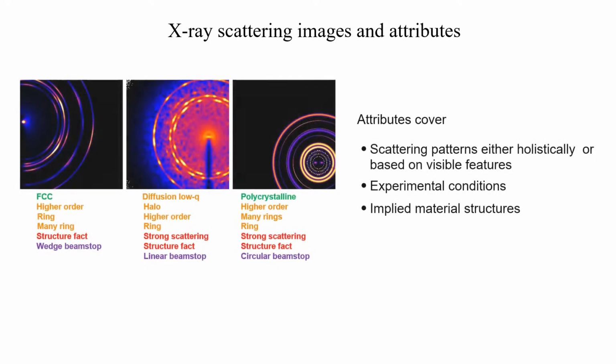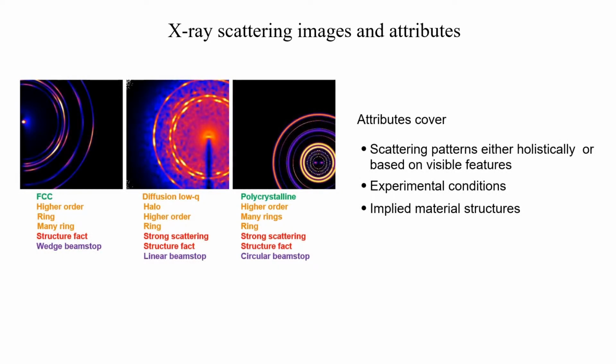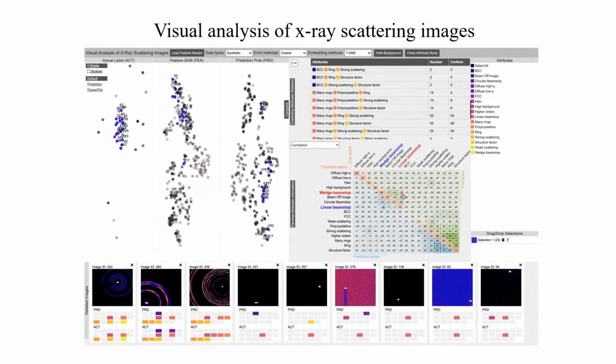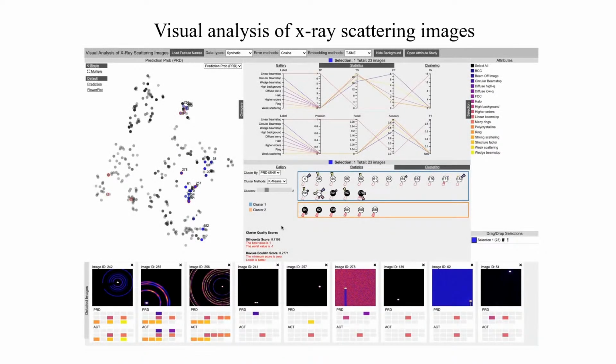Existing visualization tools for deep learning classification are mostly working on natural images with mutually exclusive classes. The classification of X-ray scattering images is more challenging since their multiple structural attributes have complex relationships. So we built an effective visualization system to study the model performance and to find questionable labels or outlier images for scientists' further improvement.